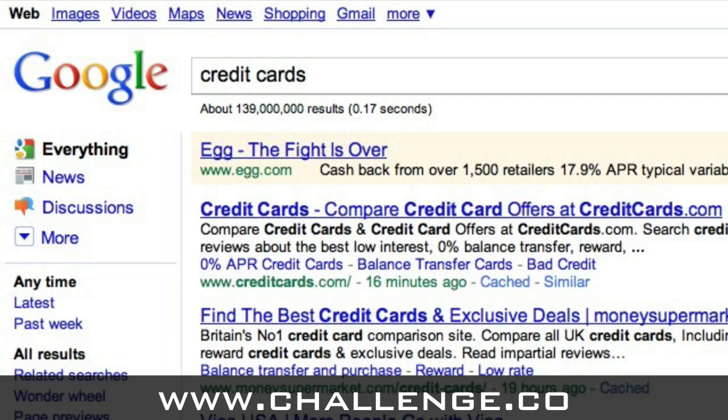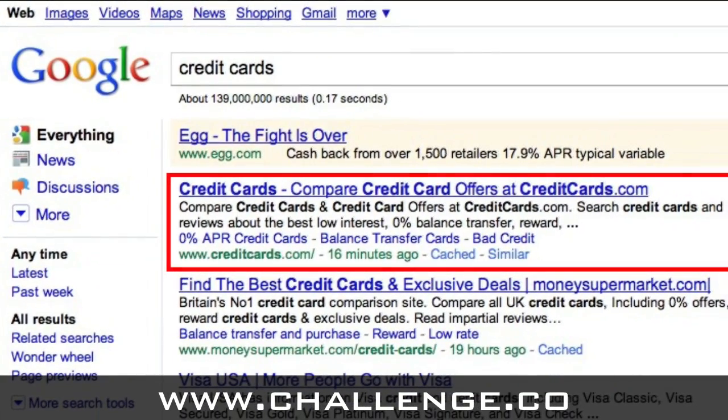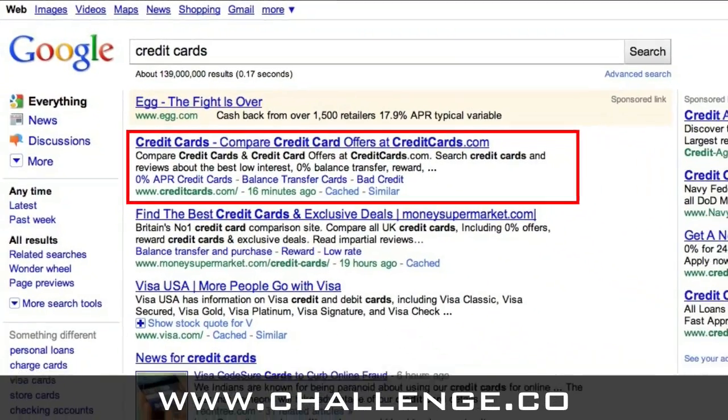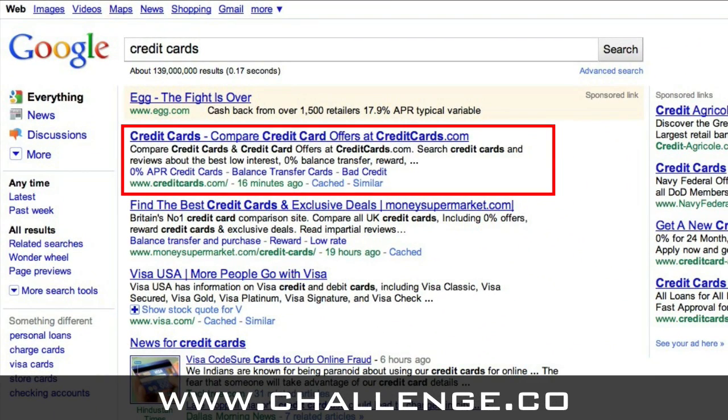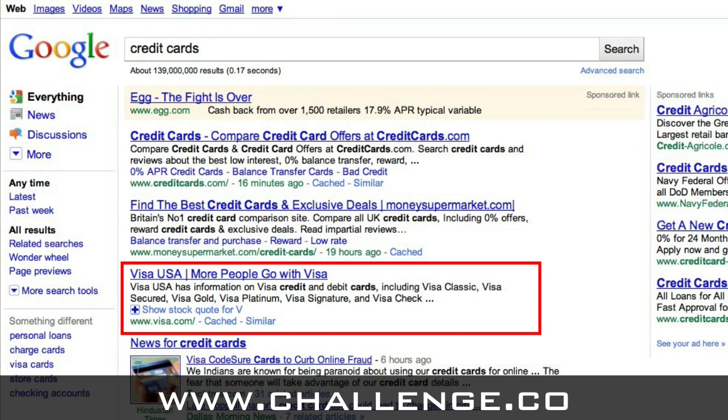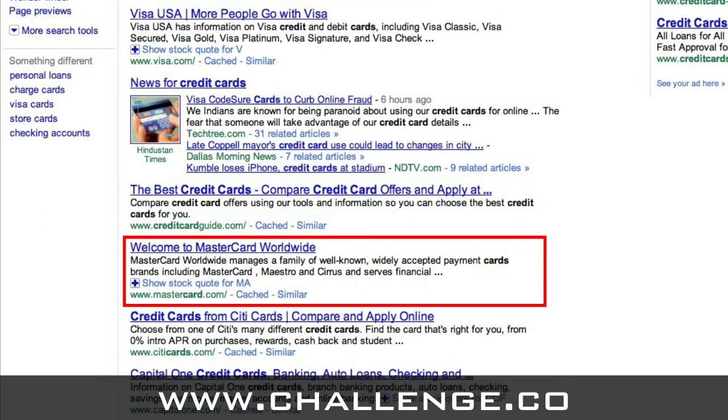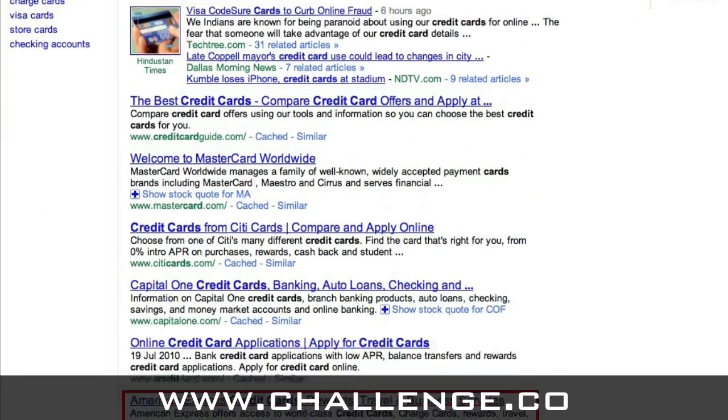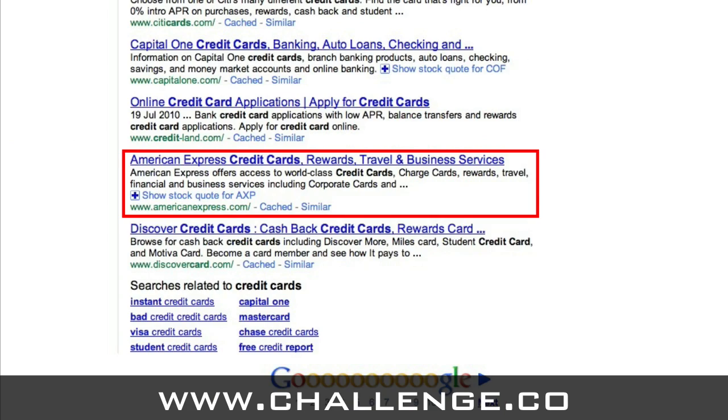When I type in the key phrase credit cards into Google, as you can see, this domain name here, creditcards.com, is at the top of the natural search listings despite being so much smaller than the huge brands of Visa, MasterCard and Amex. And let me tell you, these guys will have a lot more backlinks than creditcards.com does. As you can see, Visa comes in at number 2, but MasterCard is right down there at number 5, and if you look at American Express, they're right down at the bottom at number 9.